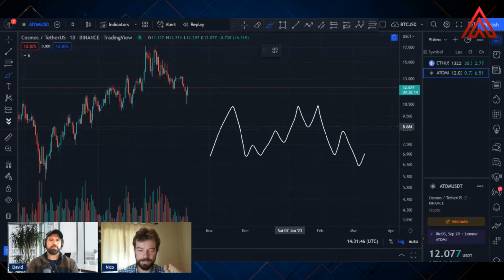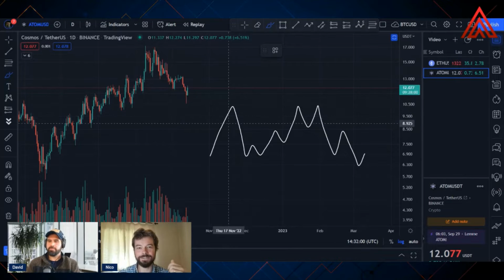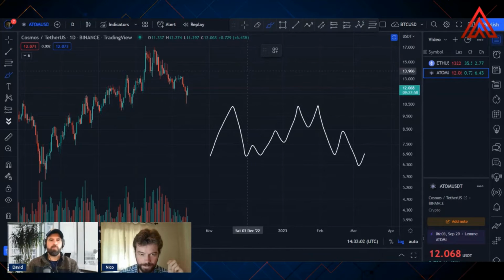Resistance is the exact opposite. Resistance is against that price. The price has difficulties to go above this line, to pass this line and to go higher. All right. And why does this happen?